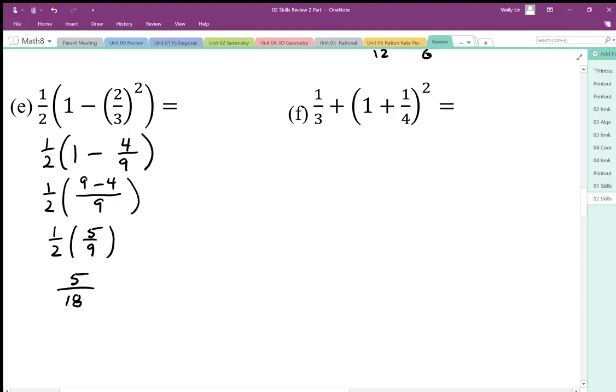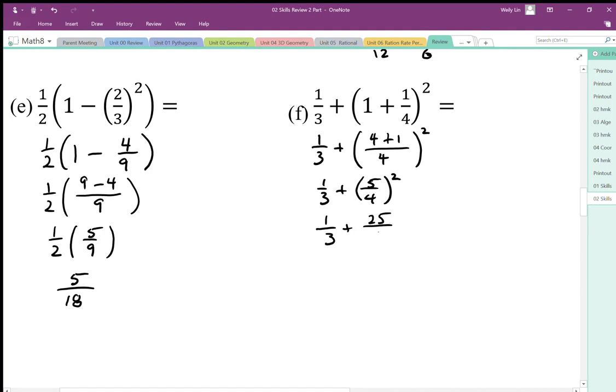This one, remember that powers and pluses don't get along, so if I'm going to do this, I have to do the inside first. And BEDMAS tells me to do that anyways. So I have to get a common denominator of 4/4 plus 1 out of 4. Make sure you complete that before you do any squaring in here. 1/3 plus 5 out of 4 squared. And notice again that I'm keeping that 1/3 all the way through because nothing's happening to that 1/3 yet. So I get 25 out of 16.